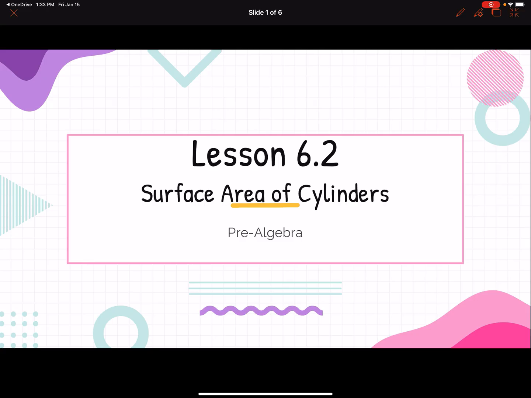Today we are going to work on lesson 6-2, surface area of cylinders. Grab some notebook paper, follow along with me, and pause the video at any time if you need to go back or look at something again or just have more time to work with something. Make sure you have a calculator handy as well.